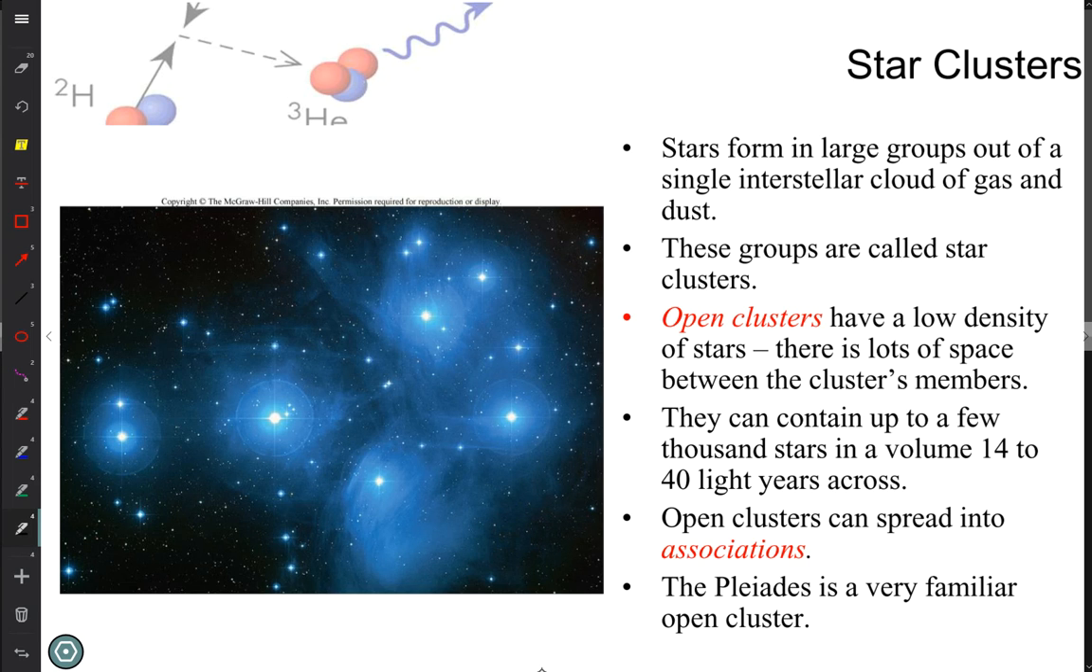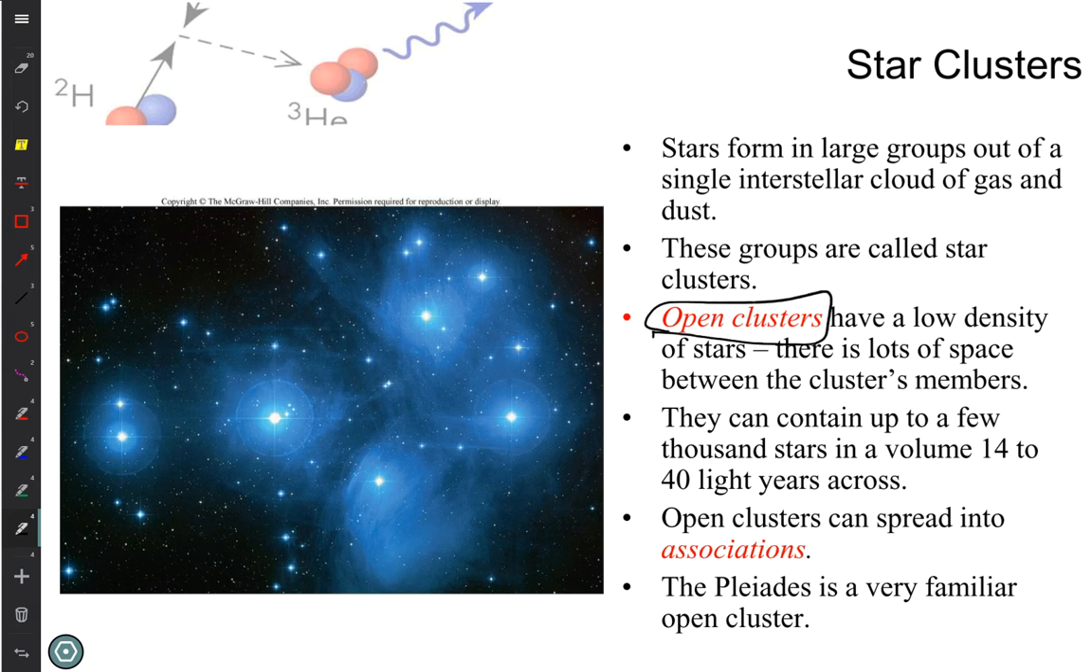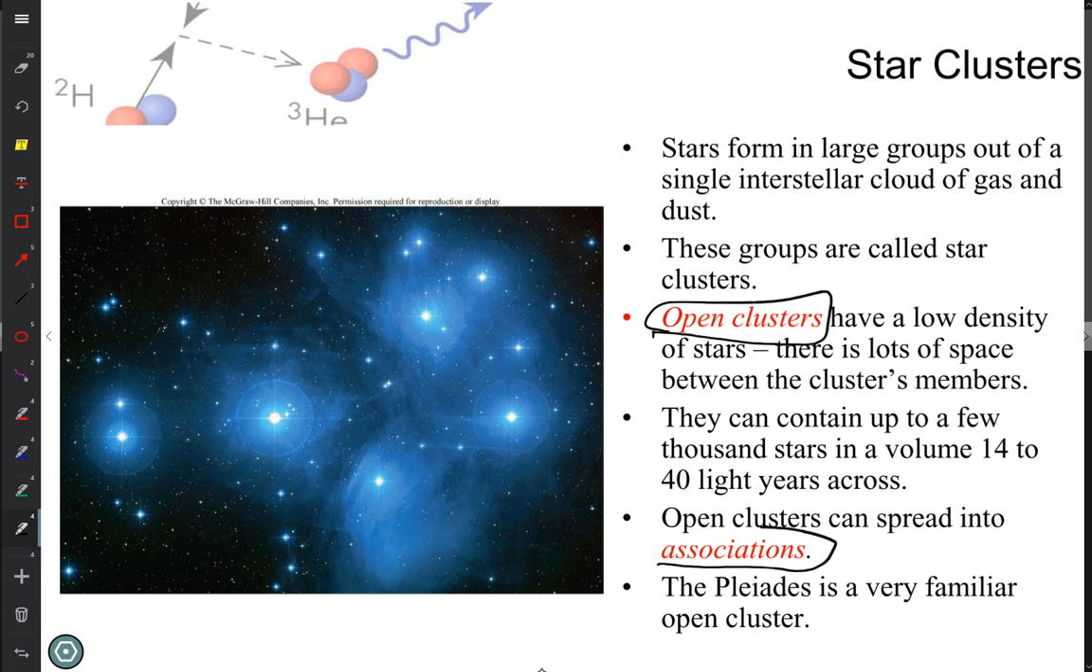So this here is the Pleiades. The Pleiades are the seven sisters, or Subaru. And it's an open cluster. It's a cluster of stars that were all formed from the same cloud at the same time. An open cluster can spread out even further and become an association.